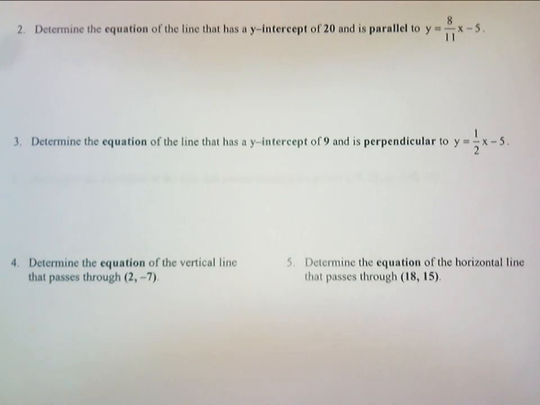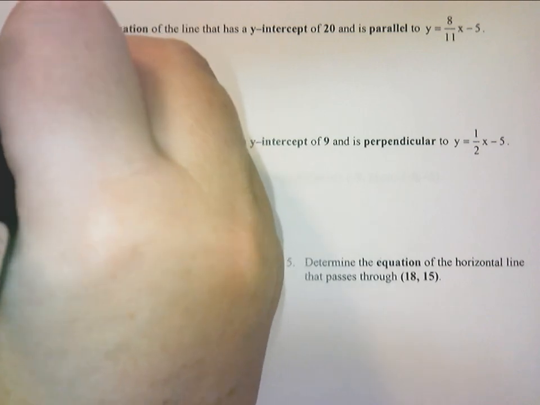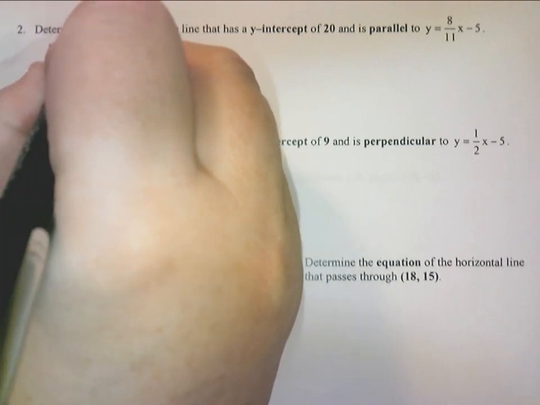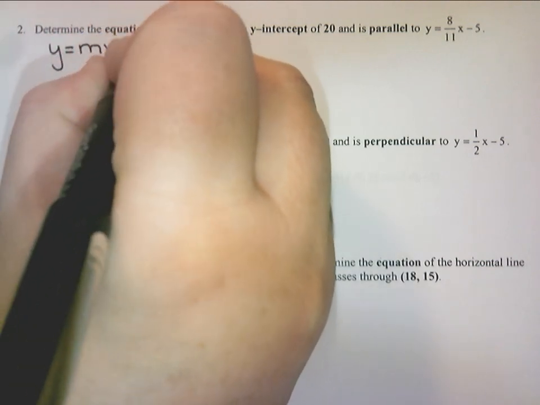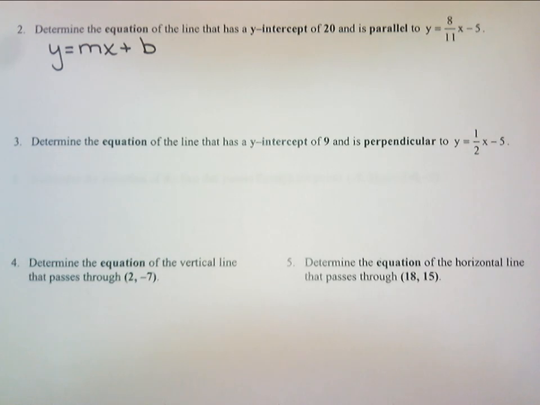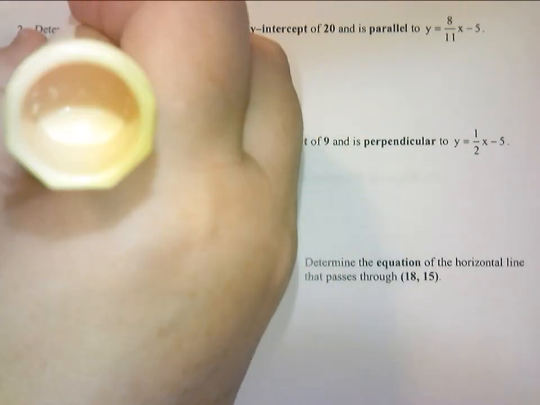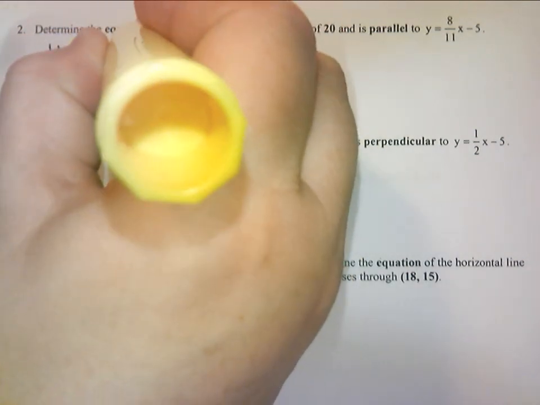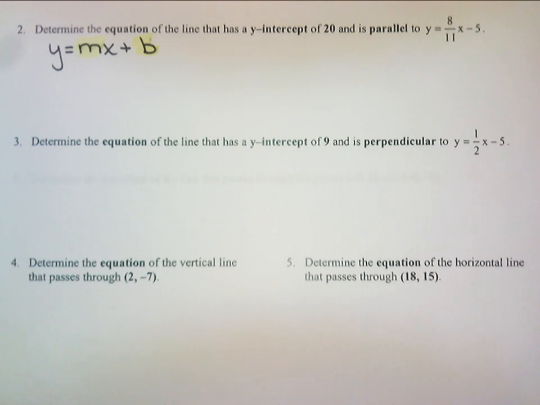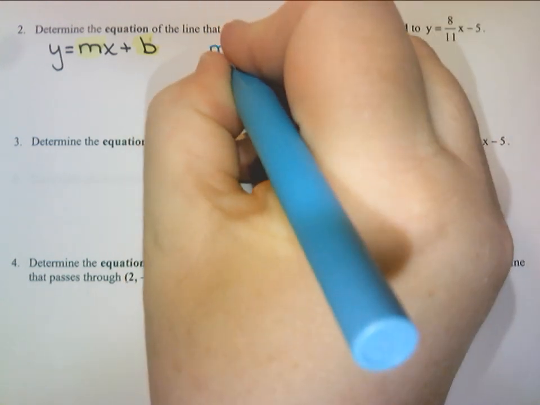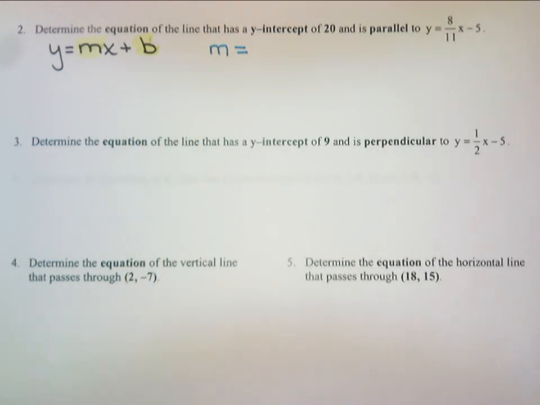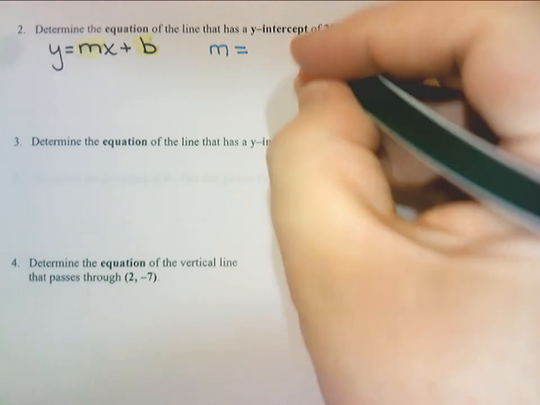Anytime I'm doing a question where it asks me for the equation of a line, we are going to take y equals mx plus b, and we are going to fill in numbers for m and b, and we are going to leave the x and the y as the letters x and y. So that means that in order to do this, I need to know what m is, and I also need to know what b is.